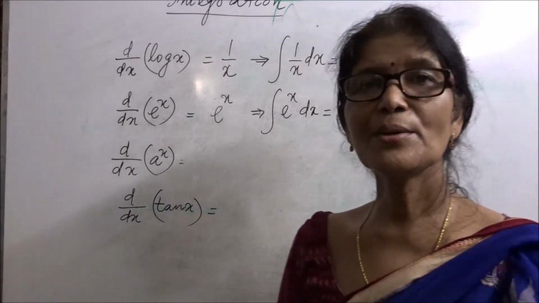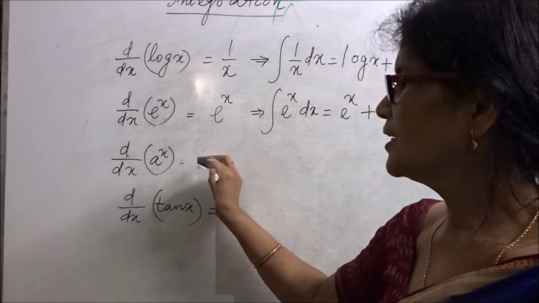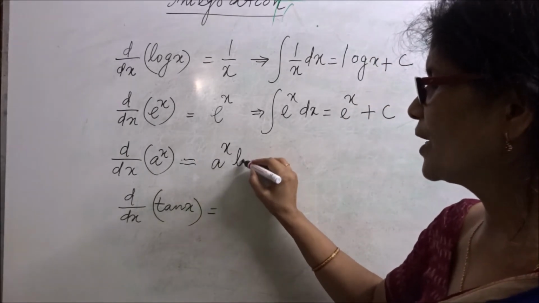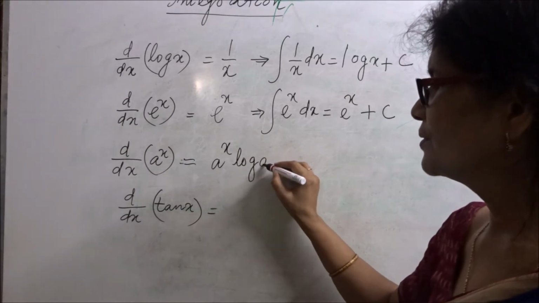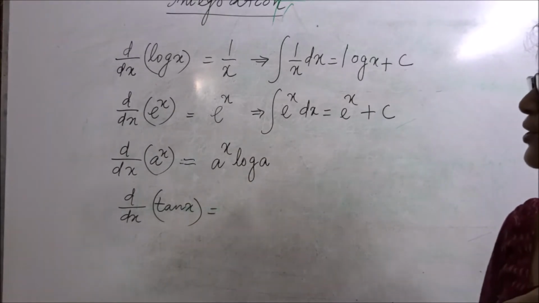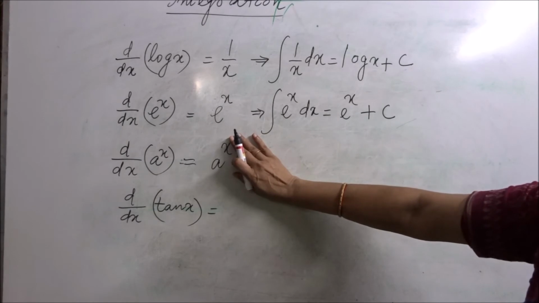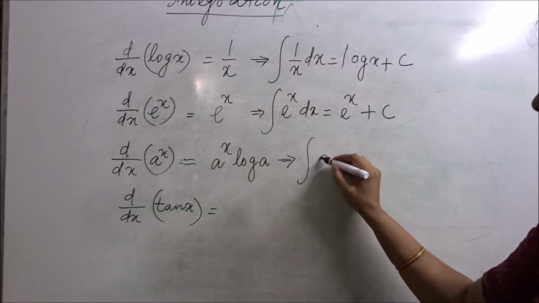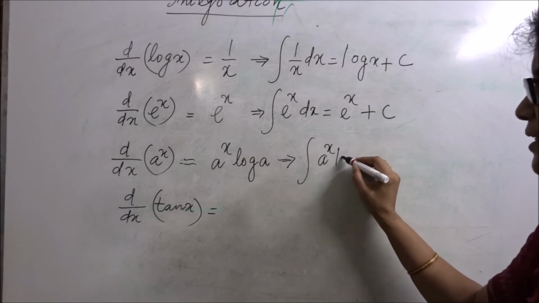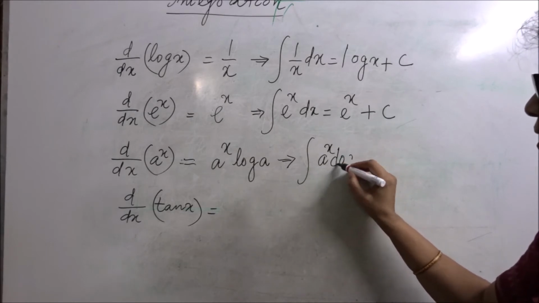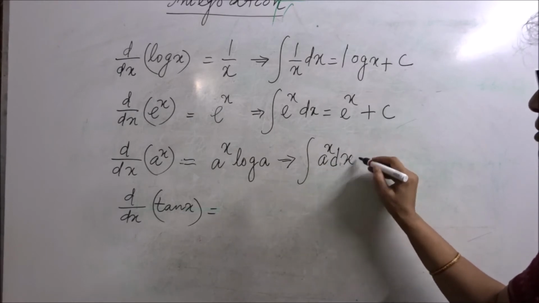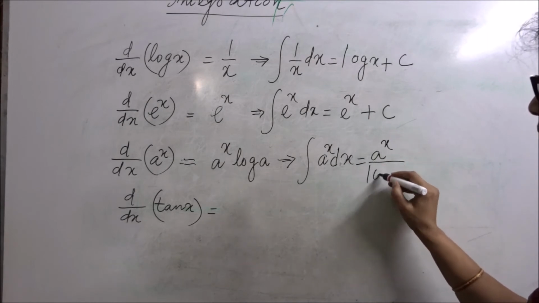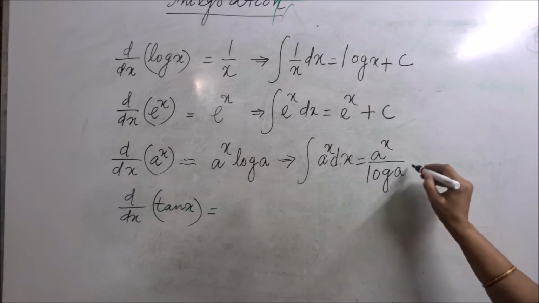Now what is the derivative of a to the power x? If you recall, it will be a to the power x log a. So if there is only a to the power x, then log a will be divided. So the integration of a to the power x dx is equal to a to the power x by log a plus c.